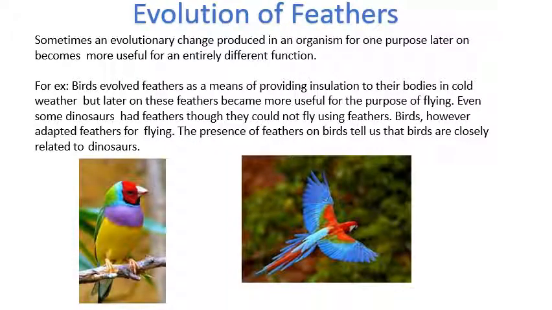Evolution of feathers. Sometimes an evolutionary change produced in an organism for one purpose later becomes more useful for an entirely different function. For example, birds evolved feathers as a means of providing insulation to their body in cold weather. But later on these feathers became more useful for flying also. Even some dinosaurs had feathers, though they could not fly using them. Birds, however, adapted feathers for flying. The presence of feathers on birds tells us that birds are closely related to dinosaurs.